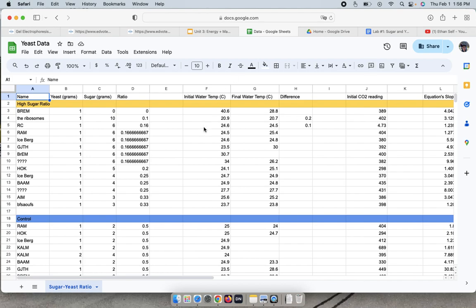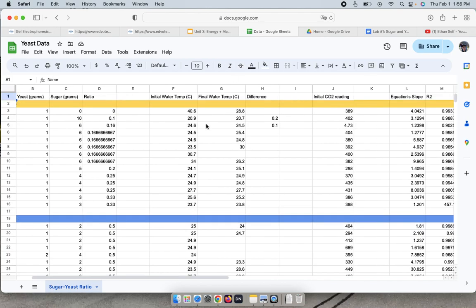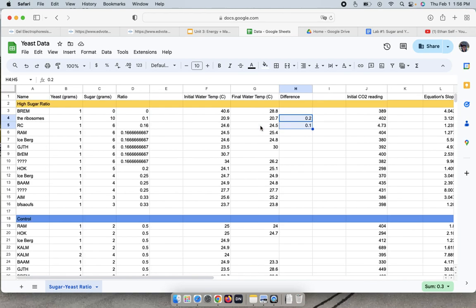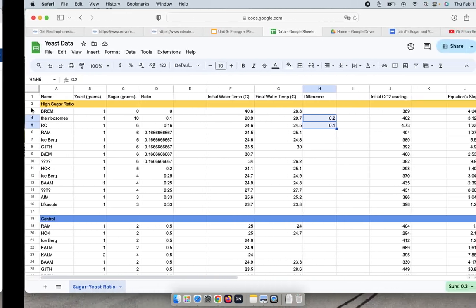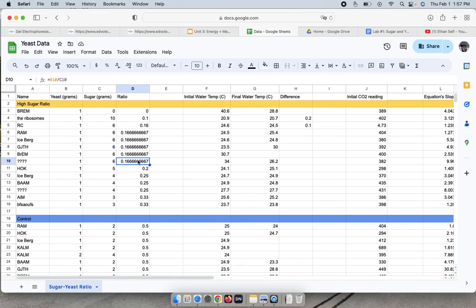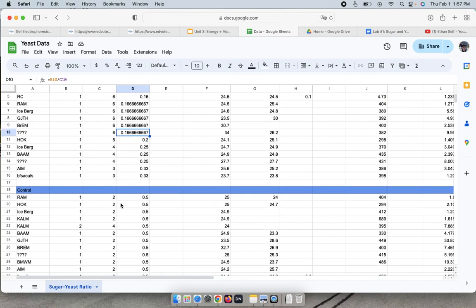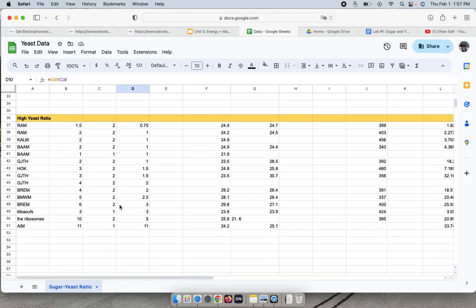I've organized the data based on 3 different groups. The first group is going to be high sugar. So for example, this value is basically saying for every gram of yeast, we had 6 grams of sugar. Here is our control, and here is our high yeast environments where the ratios get above 0.5.